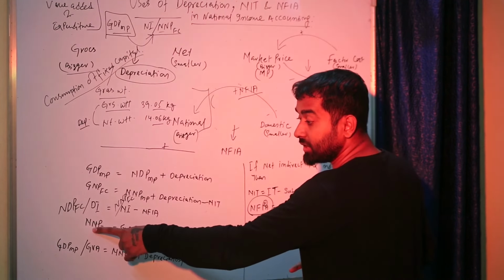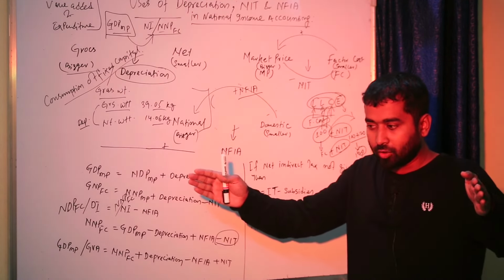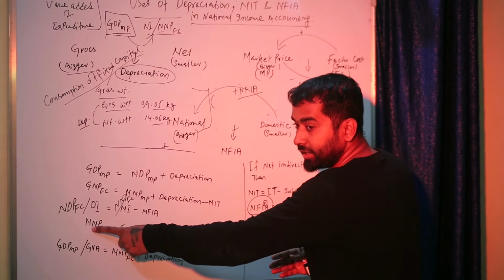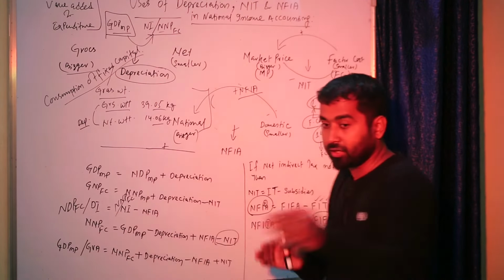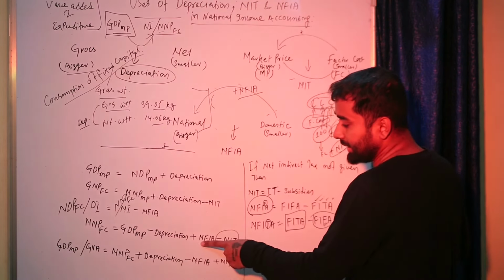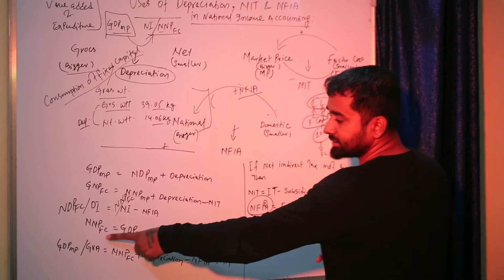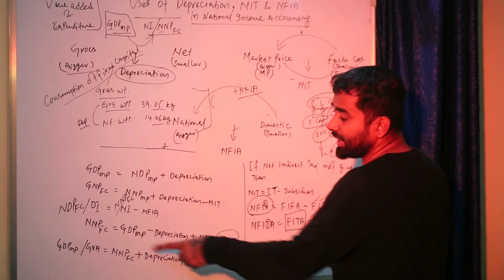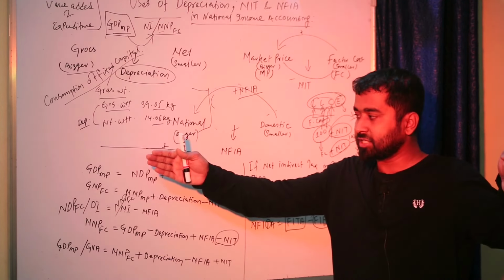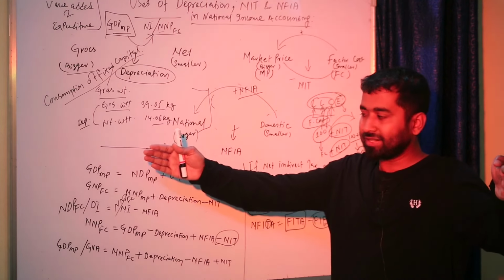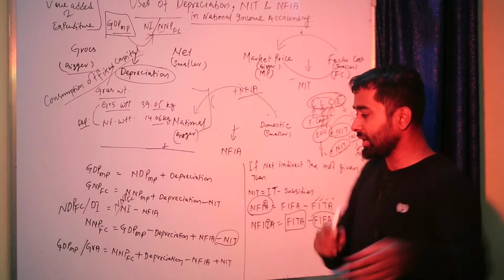Next, national and domestic. I am making national from domestic. National is the bigger one, domestic is the smaller one. I have the smaller one and am making the bigger one, so add NFIA. Next, factor cost and market price. Market price is the bigger one, factor cost is the smaller one. I have the bigger one, market price, and am making factor cost, so subtract NIT.